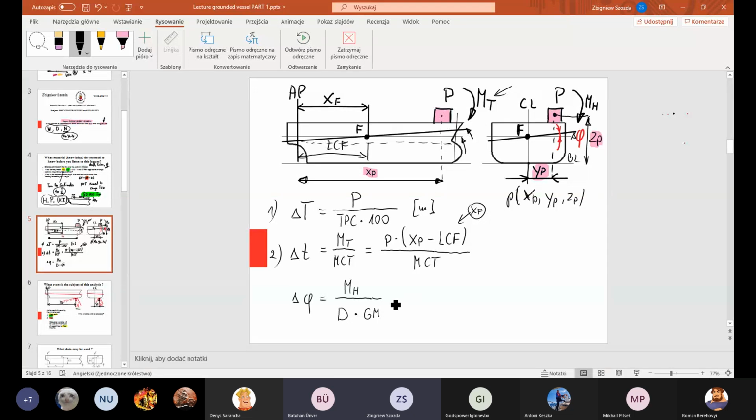And in our case, additional weight in transverse section. What moment is produced? P times YP, and divided by displacement actually, plus P, times GM prime. Yeah, I will put here prime because after loading additional weight, GM is a little bit different than previously, for the previous loading condition, the initial loading condition. This is the only reason why I put here prime, just to stress that after loading new cargo, you have new initial metacentric height.